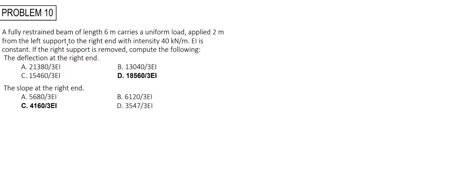A fully restrained beam of length 6 meters carries a uniform load applied 2 meters from the left support to the right end with intensity of 40 kilonewtons per meter. The flexural rigidity is constant if the right support is removed. We are tasked to compute the following: the deflection and slope at the right end.